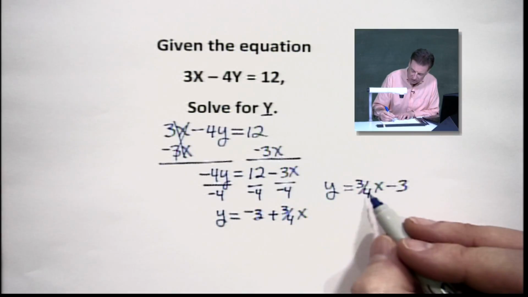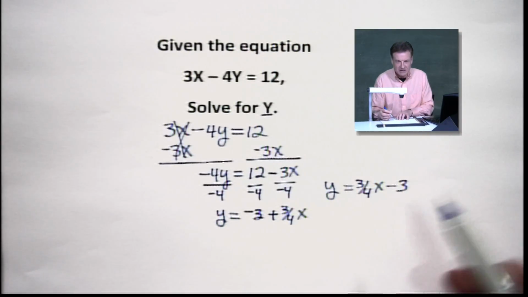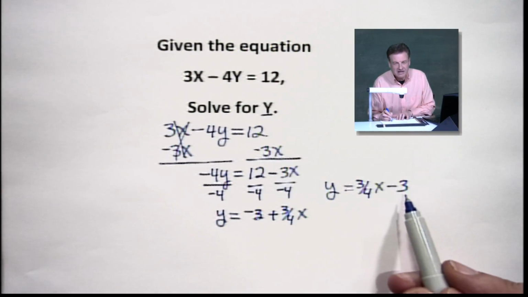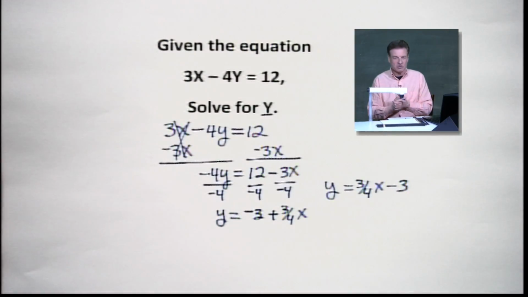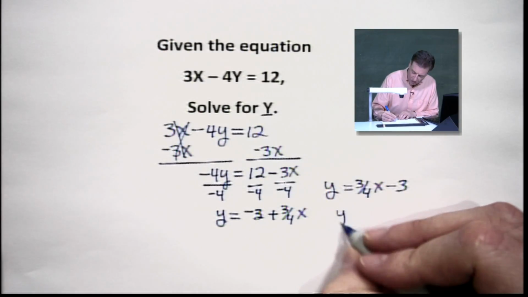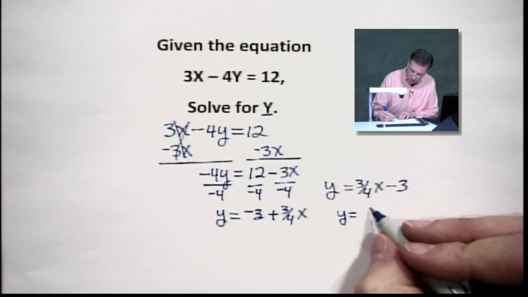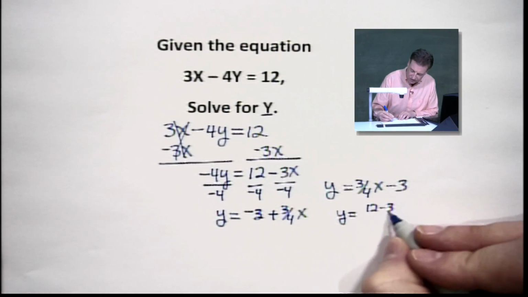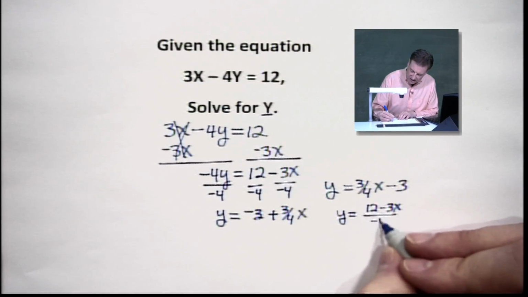Another option here would be the 3/4 x comes to the front, and then we subtract 3. And that's usually where we think of that being slope-intercept, because that would become the slope. The negative 3 would become your y-intercept, and hence they call it slope-intercept form. Now, I know I've got some great students out there saying, what if we did this? What if they left it like y equals 12 minus 3x over a negative 4?